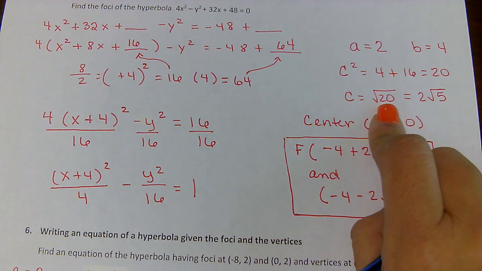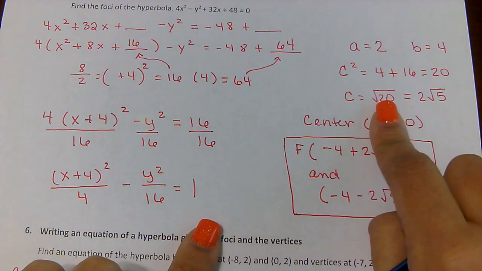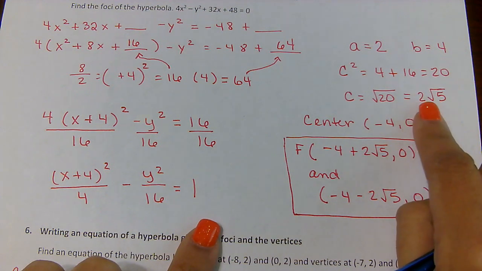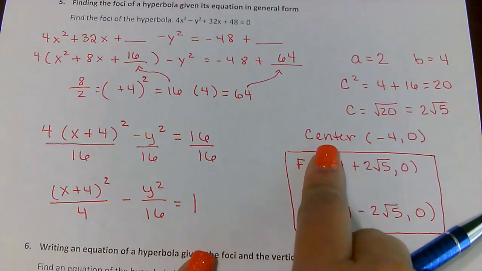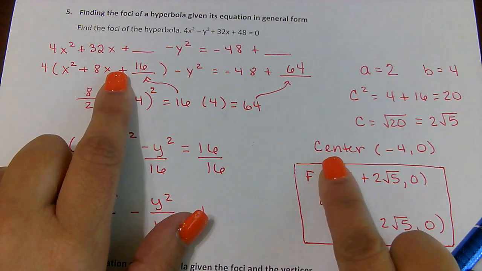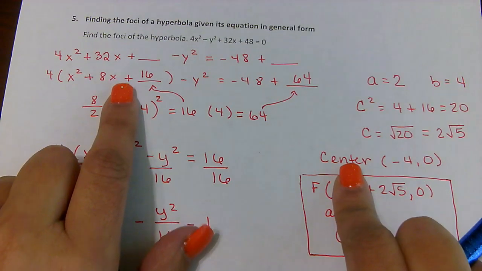So c is going to be equal to the square root of 20. If you can simplify this, you should, which we did here: 2 square root of 5. We have to determine what our center is before we can determine what our foci is.